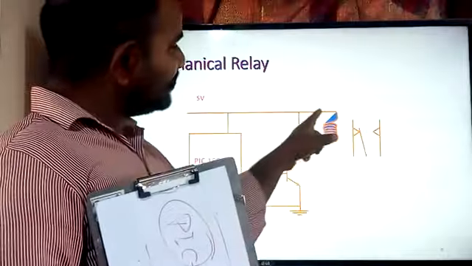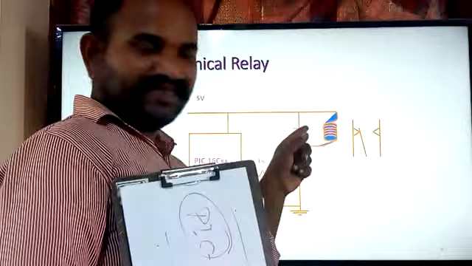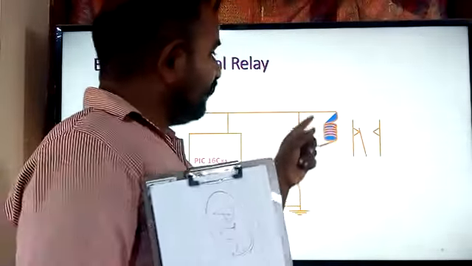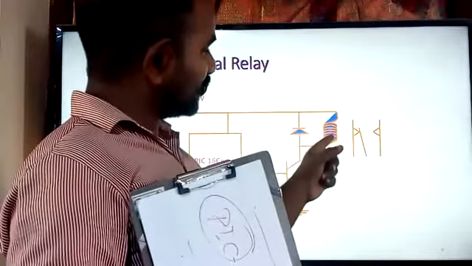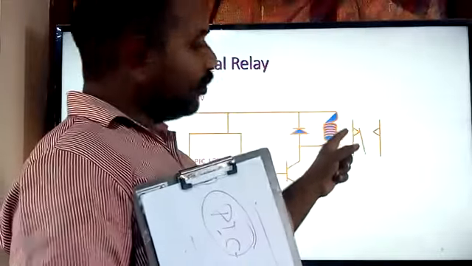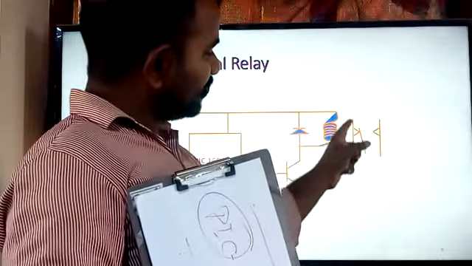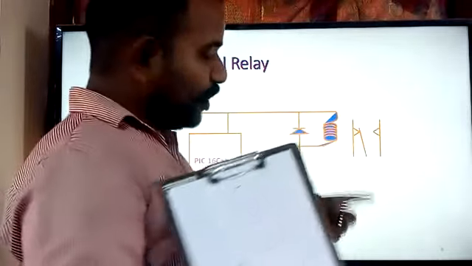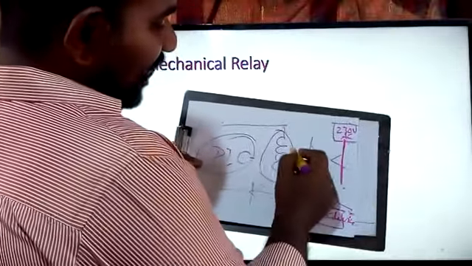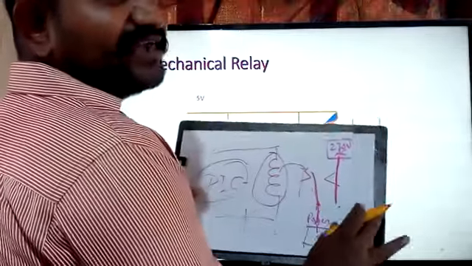So when the current passes through this coil, we know that an electromagnetic field is generated from it. This electromagnetic field is going to be induced in this other coil, which is one terminal of the relay. So the induced EMF is developed in this coil, and then the needle experiences a force of attraction and repulsion.